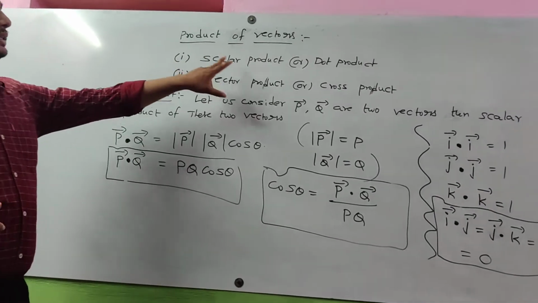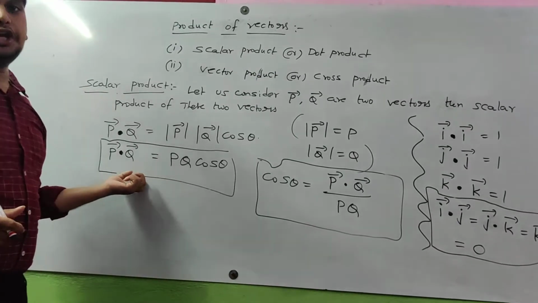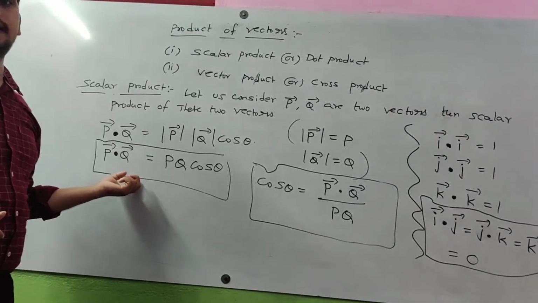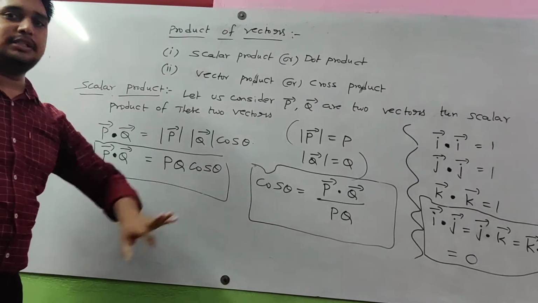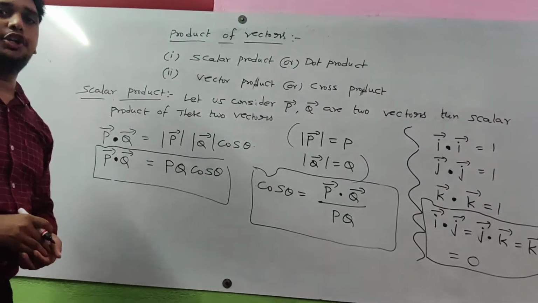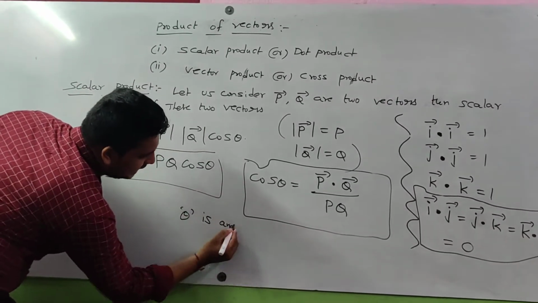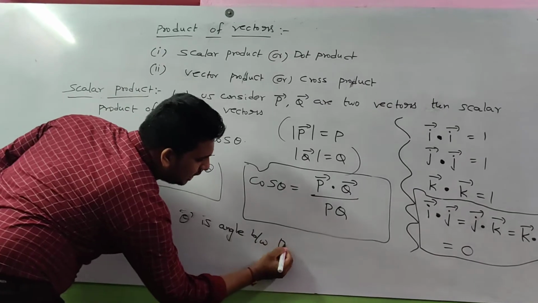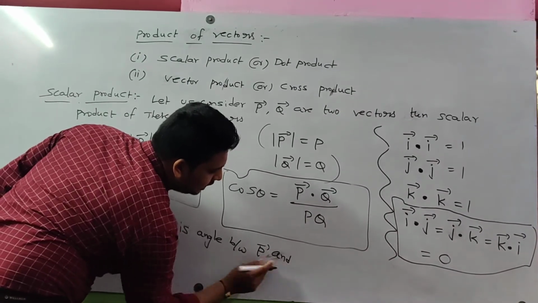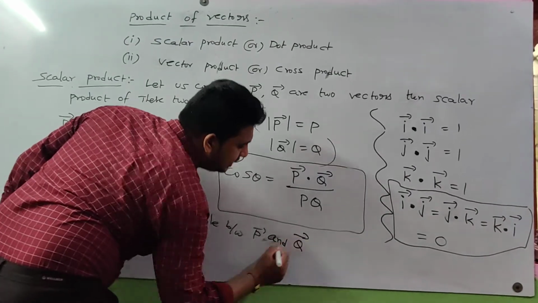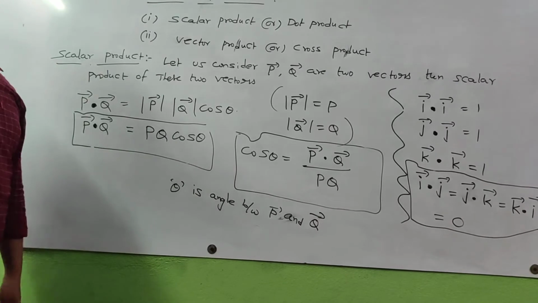This scalar product is also called the dot product. So the scalar product of any two vectors P bar dot Q bar is equal to PQ cos theta. Here theta is the angle between P bar and Q bar. So I hope you understood now.